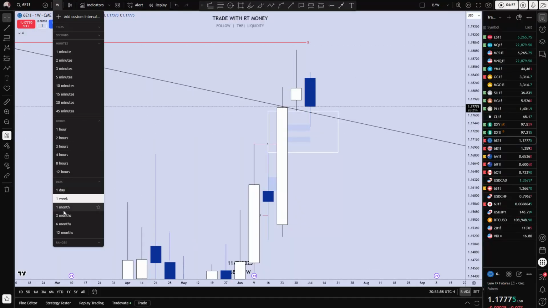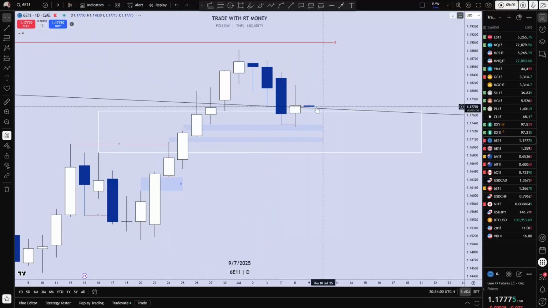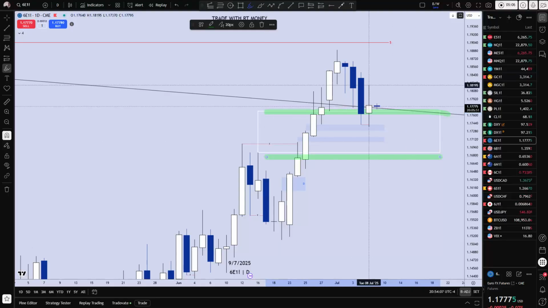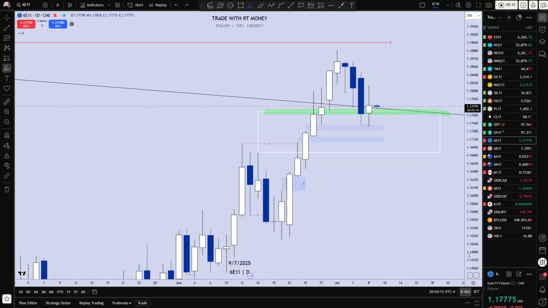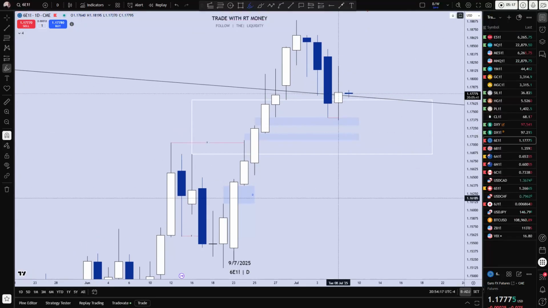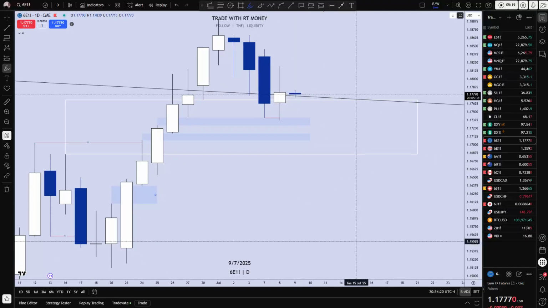Now let's go to the daily. All right. Again, we have a fair value gap, and price could use the weekly fair value gap here to tap into, find support, and then continue up. That is the potential of that fair value gap. Or it could fail. It could be disrespected, and price could go through it.